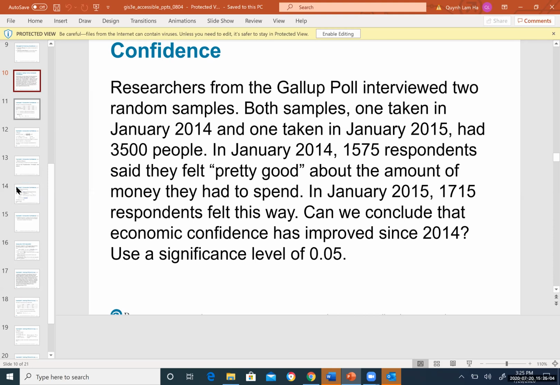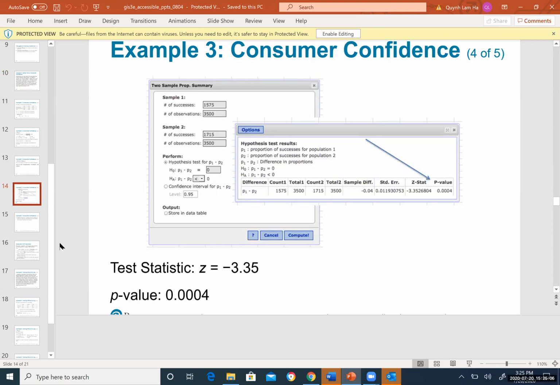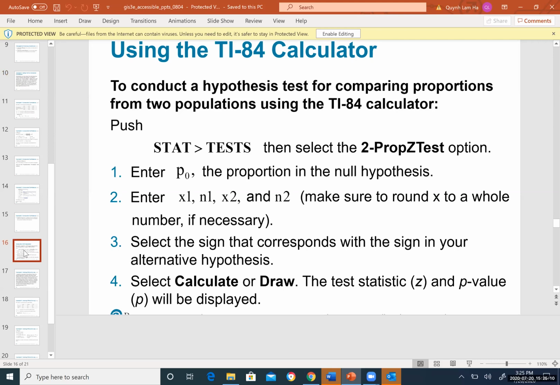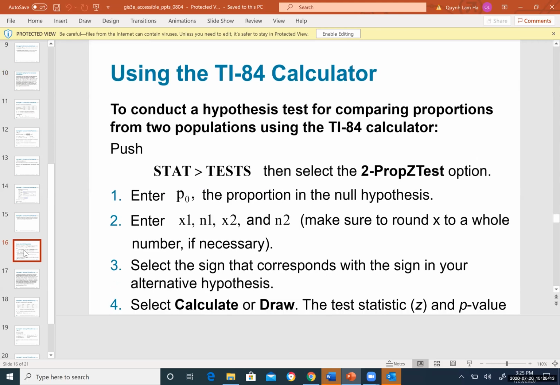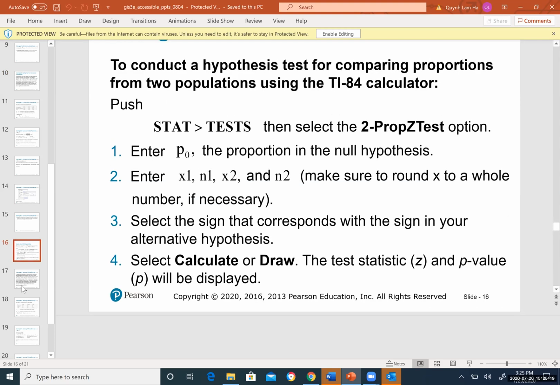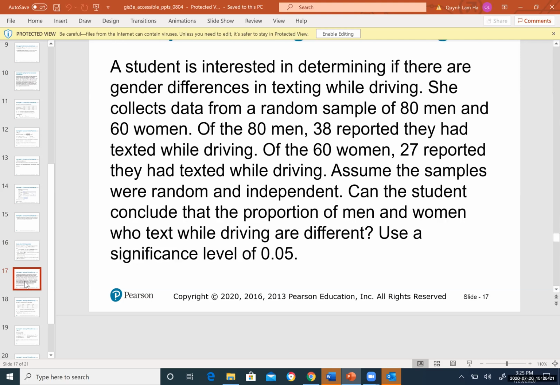Okay, it's been a long time. So we have that. Let's do another example. Right here, they're talking about using the TI-84. For those who are using the TI-84, you can follow these steps, okay? Here is another example.